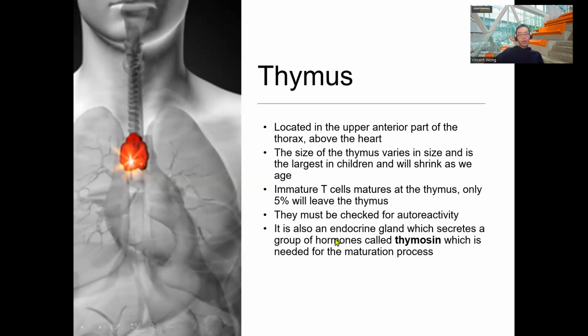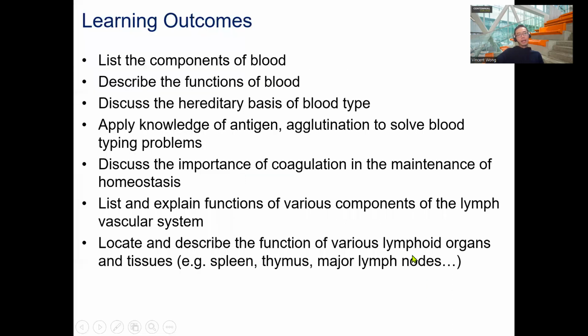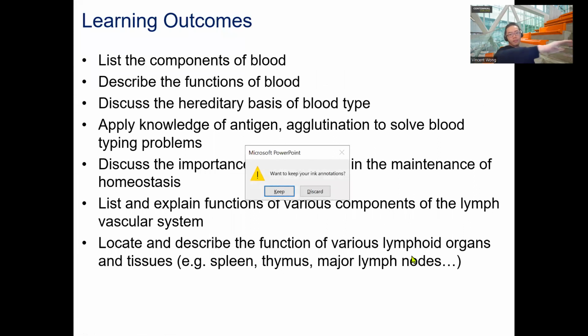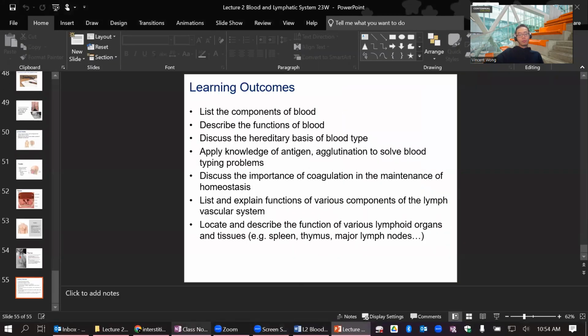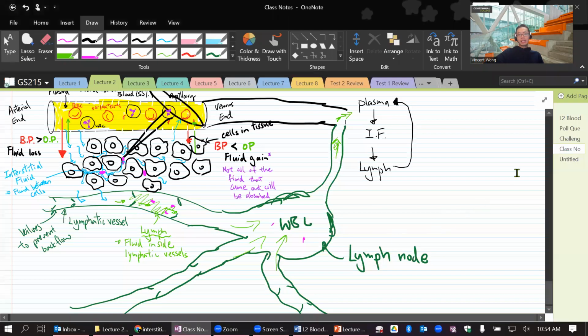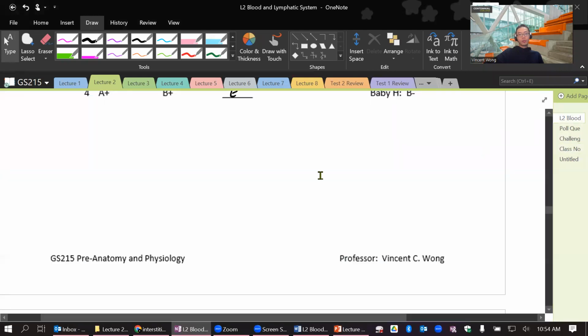The thymus is also an endocrine gland, which means it secretes a hormone to help with the T cell maturation process. The hormone it secretes is called thymosin. That is all for lecture number 2. There was a lot of information in this lecture, a lot of concepts to study for, so please take the time to go through it.